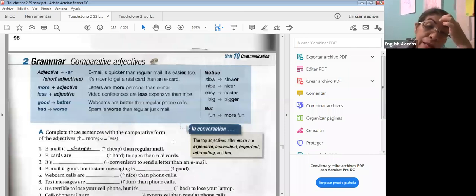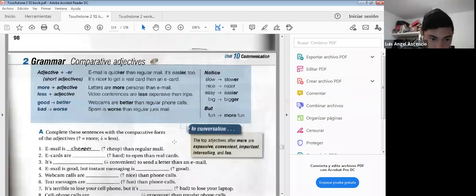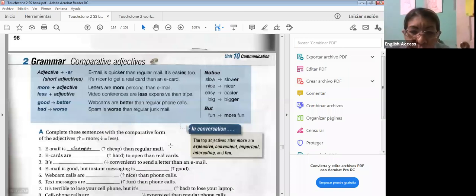And we also have some irregular adjectives. For example, good, we don't say gooder, it's better. Bad, we don't say badder, it's worse. And we have an exception with fun. Even when it's a short adjective, we have to say more fun or less fun. So, questions, Luis, about lesson A? No, teacher. Okay, so we're about to begin with lesson B.